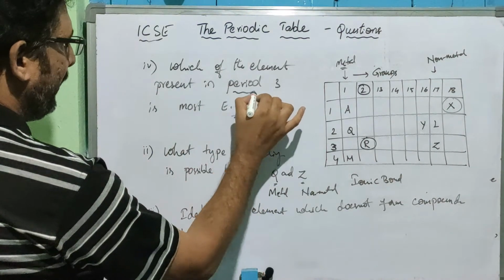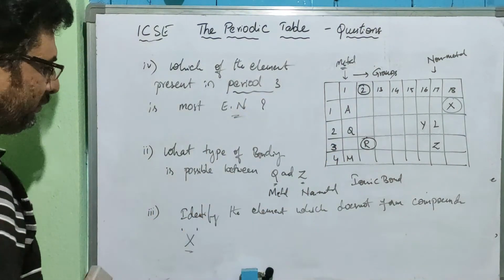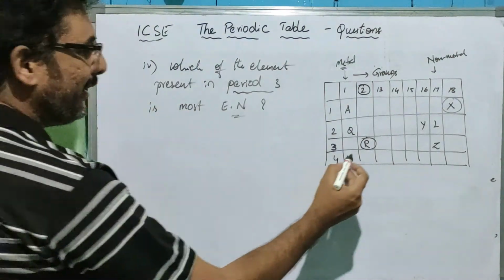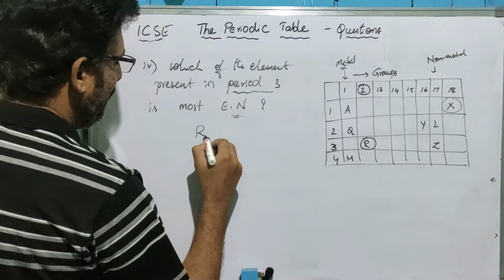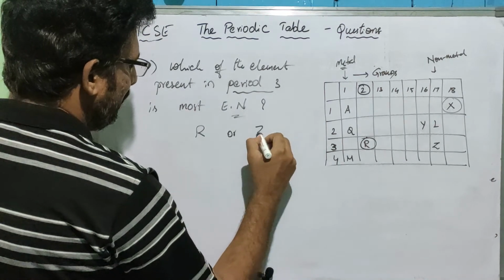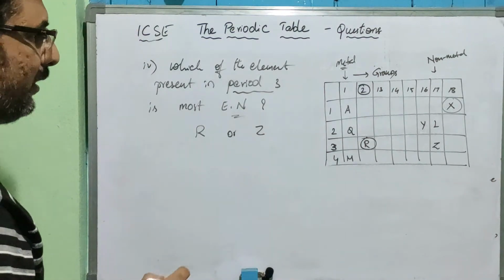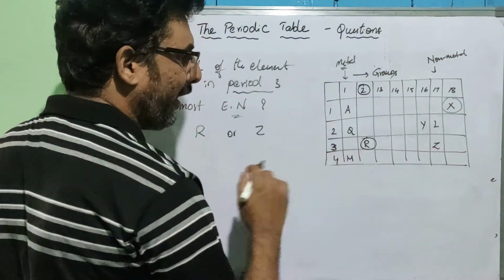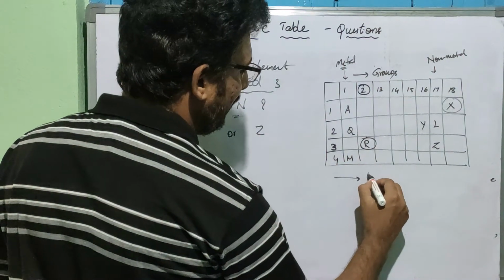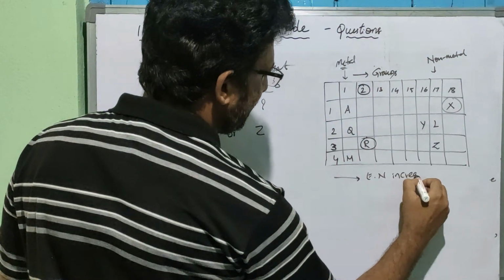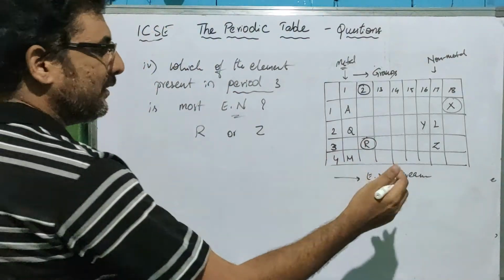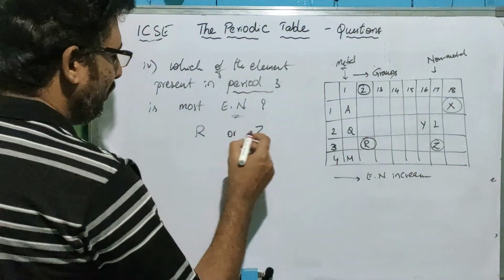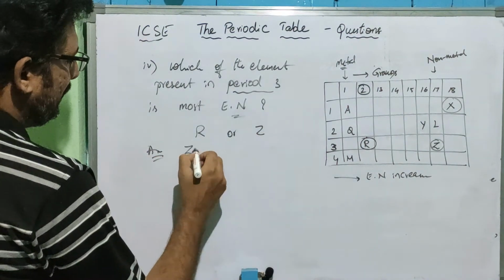Okay, so out of the elements present in period 3, from this table, the elements which belong to period 3, you have only 2 elements, R and Z. Between R and Z, which will be having higher electronegativity? So we know that electronegativity increases across a period. So from left to right, electronegativity increases. So definitely the electronegativity of Z will be more than that of R. Okay, the answer will be Z.